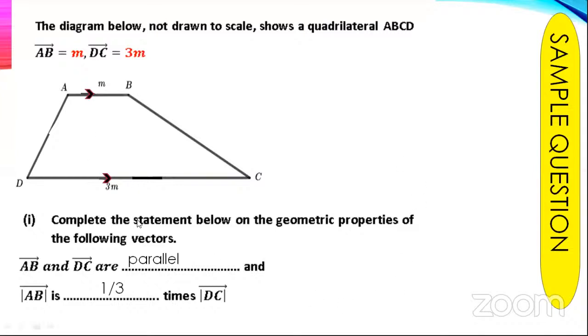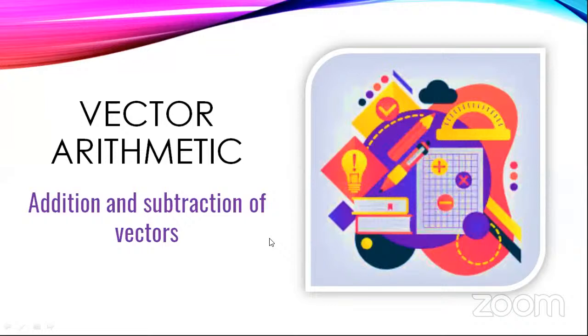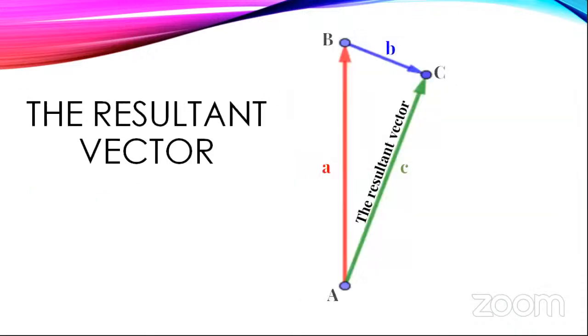So a lot of things came out here, and we're going to move on because we're going to now quickly go into vectors, looking at addition and subtraction of vectors. Now, when we talk about addition and subtraction of vectors, certain terms like resultant vector are going to come out, and we're going to get into that right away. So here we have the resultant vector.